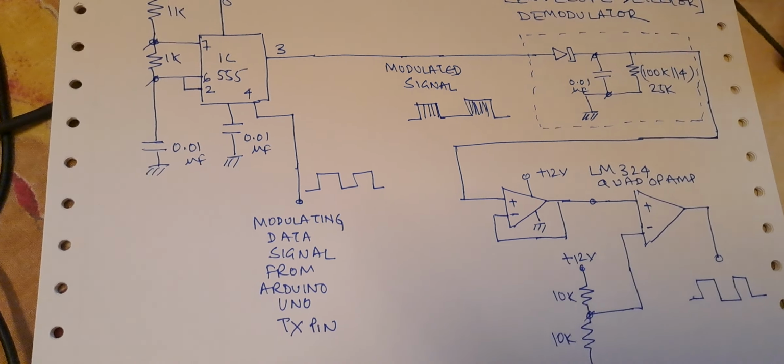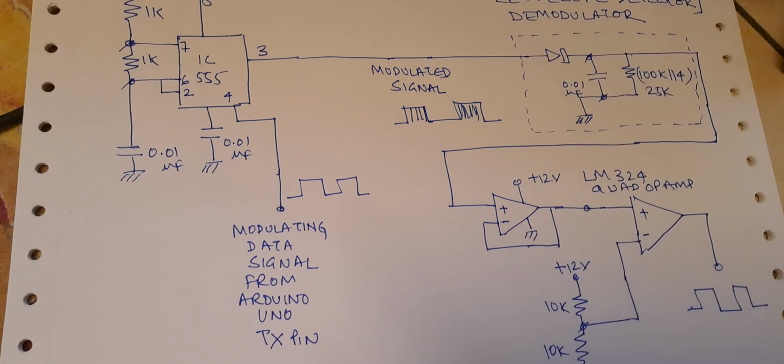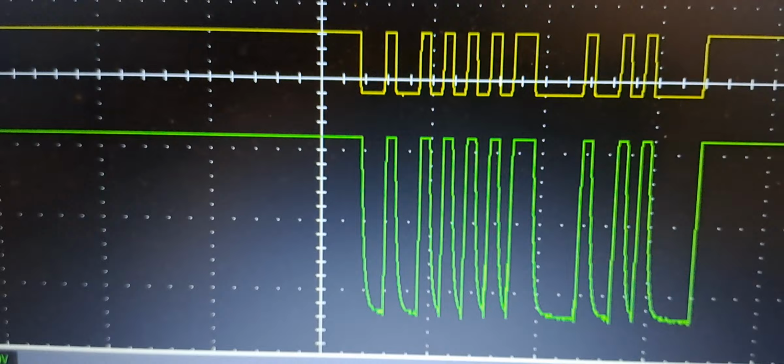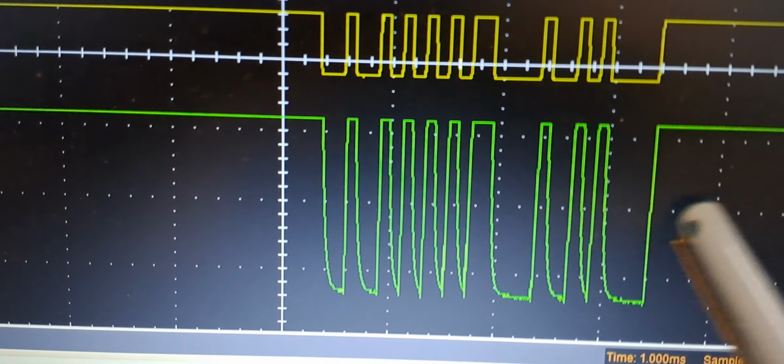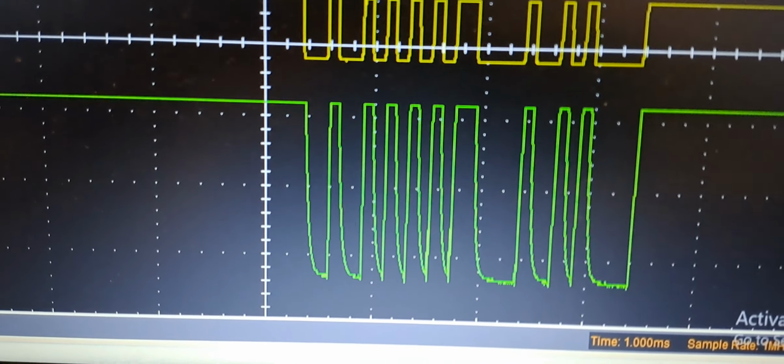So for now, let us see the waveform again. So this is the result. So in the next video I am going to use a clipper and I will clip off the negative half, the unnecessary half.